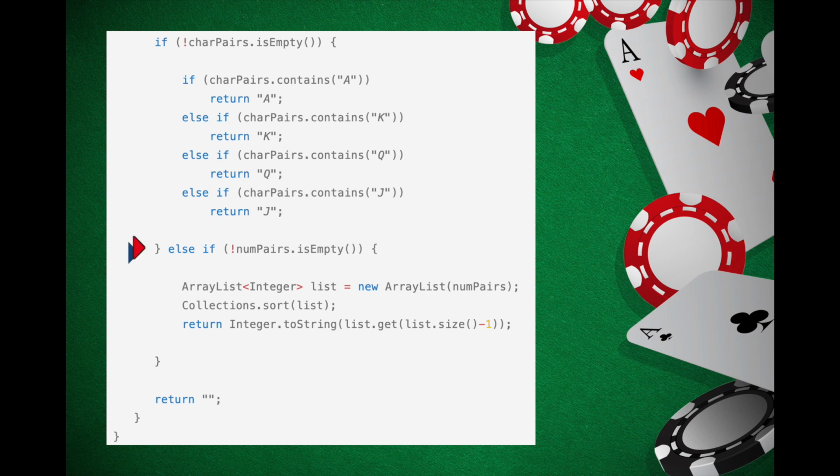If the character hash set is empty, we evaluate whether the numeric hash set is empty. If it's not, an array list is instantiated with the values from the numeric hash set. The array list is sorted, and the last value is converted to a string and returned to the caller. Finally, if no pairs were found, an empty string is returned to the caller.